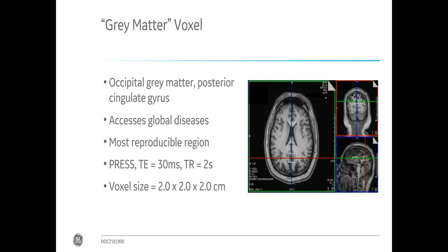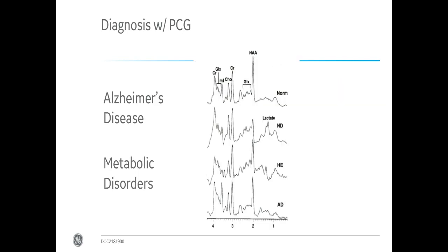And you really should place that voxel and look in all three localizer orientations, so that you make sure that it is really in the gray matter, that you don't get too close to the skull, and for example, for the gray matter, that you don't get too close to the corpus callosum or get into it. So again, where do we use this diagnosis with this posterior cingulate gyrus voxel, it's in Alzheimer's disease or in metabolic disorders.